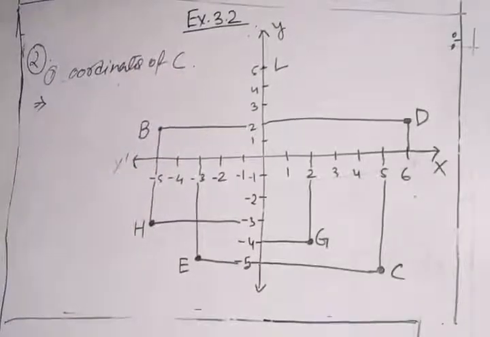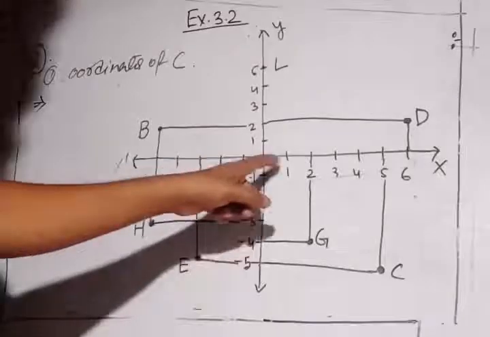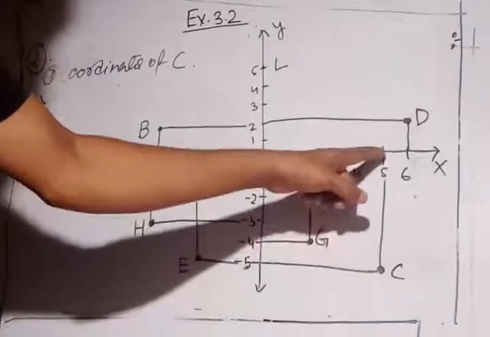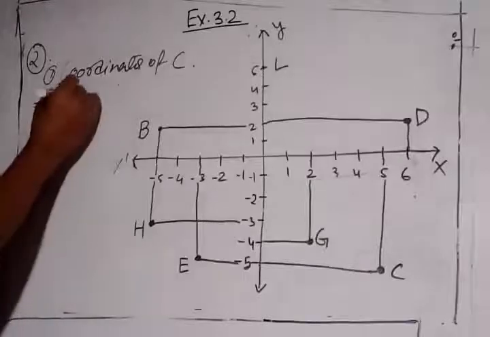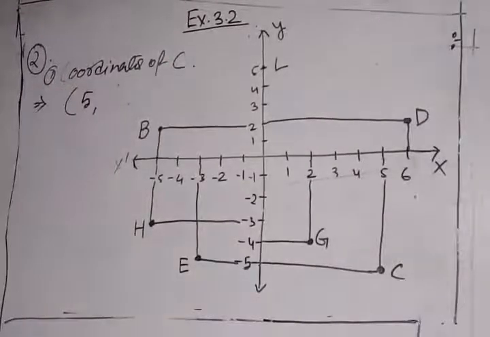Coordinates of C. What are the coordinates of C? What is the point at C? First, you have to see the x. This is C. The number is 5. So you will write here 5 comma.